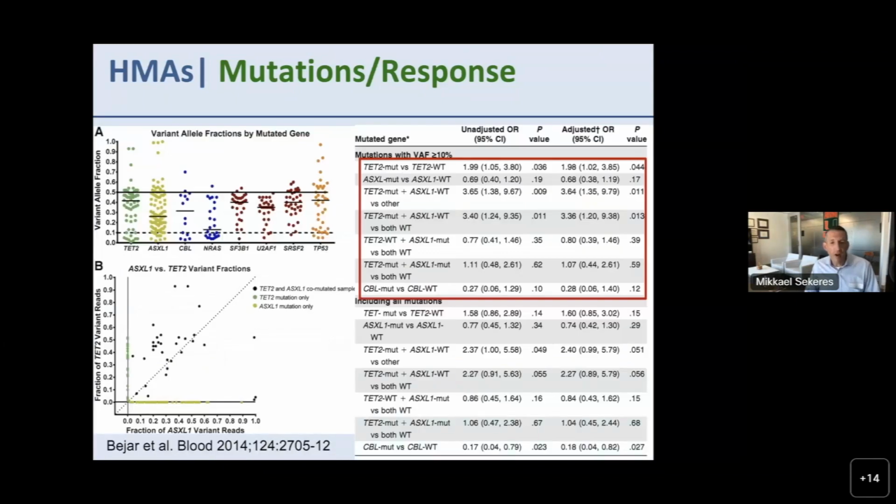This was also shown by Raphael Behar in the same year, where patients who had a TET2 mutation looked as if they were more likely to respond to hypomethylating agents unless they had a concomitant ASXL1 mutation, in which case they were less likely to respond. So time and again, we've shown that patients who have mutations along methylation pathways seem to have a higher likelihood of responding to hypomethylating agents, but we've also shown time and time again that does not necessarily translate to an improvement in overall survival in these patients.